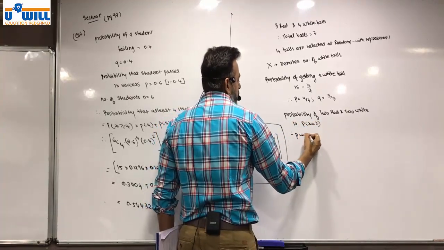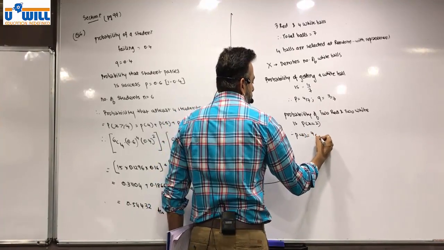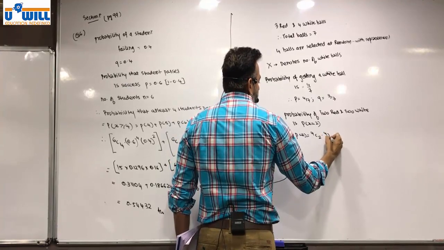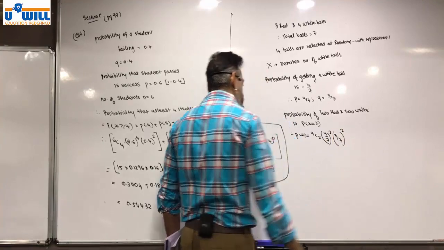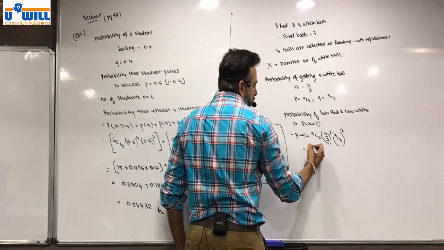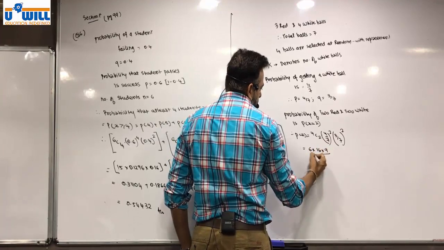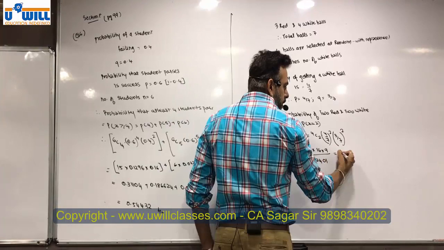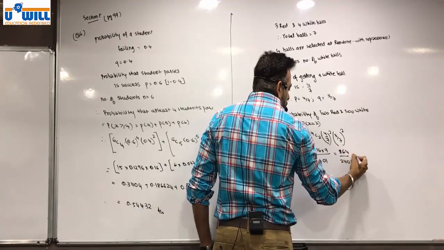Therefore probability of 2 is equal to, what is n? 4C2 into 4 by 7 raised to 2 and 3 by 7 raised to 2, which is equal to 4C2 is 6 into 16 into 9 upon 2401, 864 upon 2401.